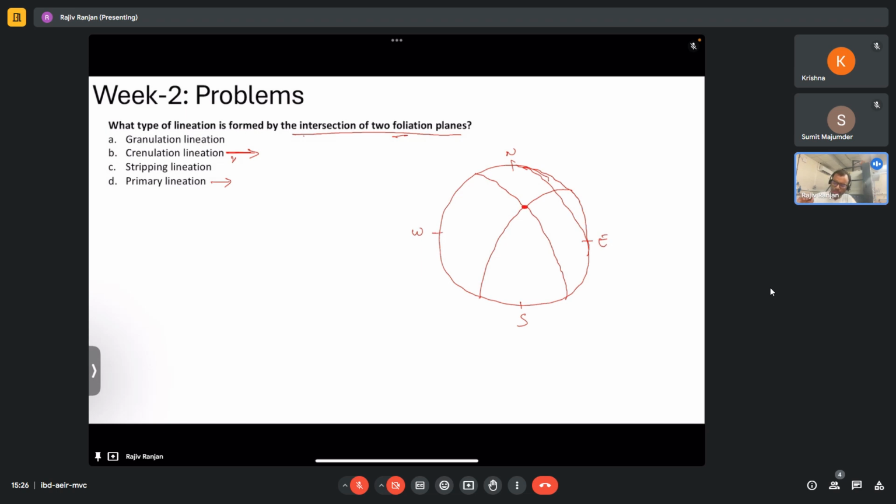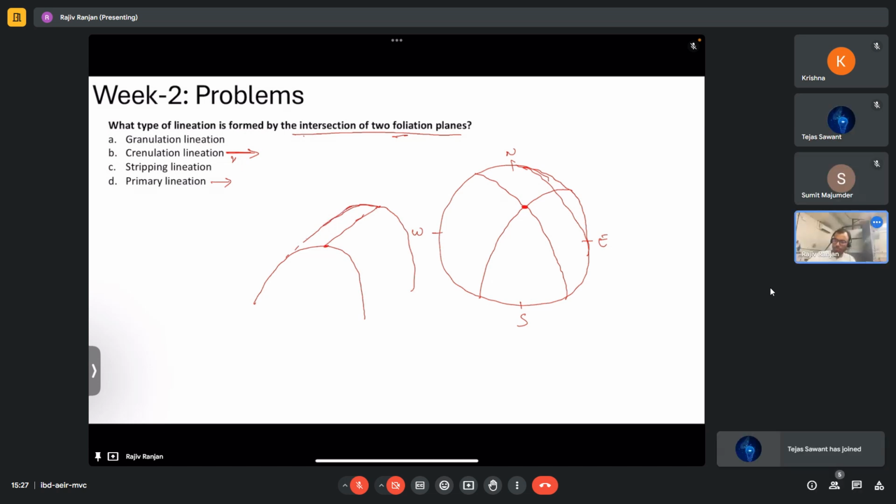some line. When two foliation planes intersect, there will definitely be a fold generation, and this fold will have some hinge. So this hinge line will be what? If you take a line parallel to the hinge line we discussed right now, this would be the fold axis.